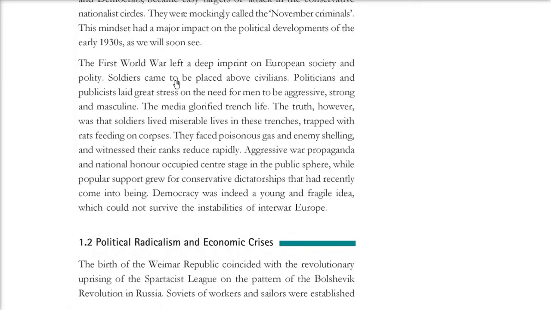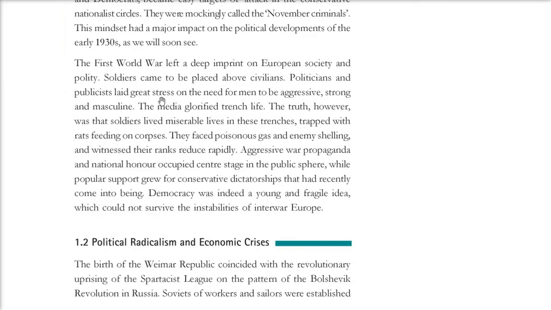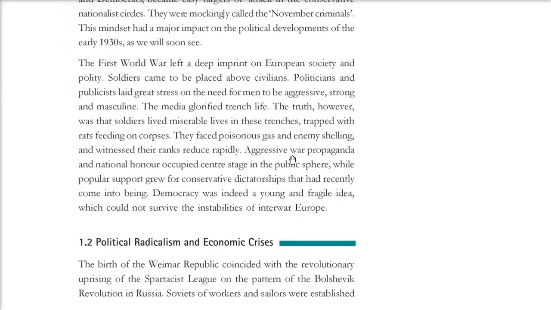So the First World War, as we said, left a deep imprint on European society and polity. All the soldiers were given a lot of importance now. Politicians and publicists laid great stress on the need for men to be aggressive, strong and masculine. Media also glorified their life. The men living in trenches were glorified. But in reality, they faced poisonous gas and enemy shelling, right? So there was aggressive war propaganda, and national honor and nationalism grew.